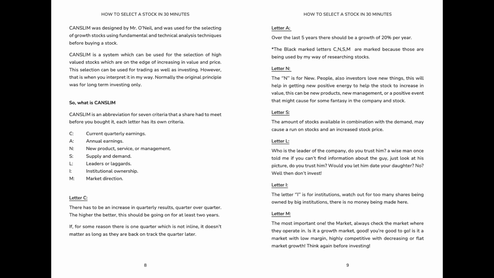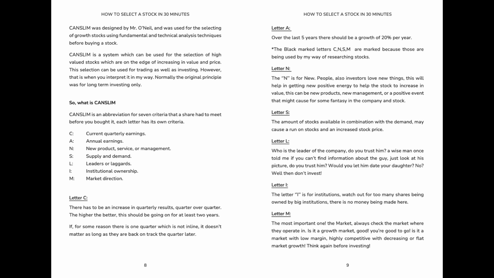researching stocks. Letter N. The N is for new. People, also investors, love new things. This will help in getting new positive energy to help the stock to increase in value. This can be new products, new management, or a positive event that might cause some fantasy in the company and stock. Letter S. The amount of stocks available in combination with the demand may cause a run on stocks and an increased stock price.